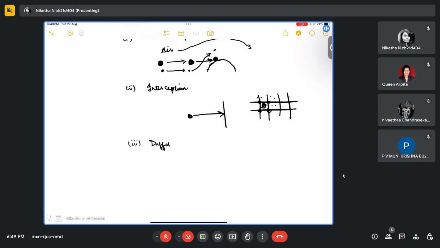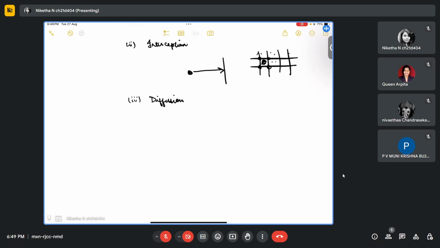Third one is diffusion. Here it's like a random motion. So you have a surface and you have a particle.